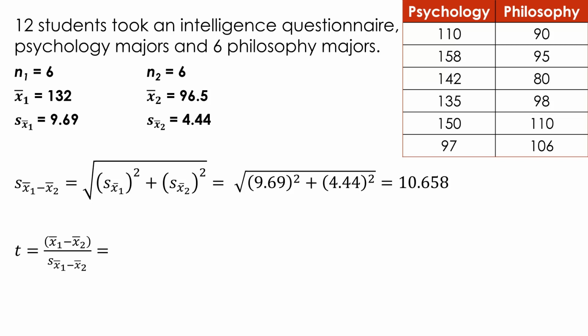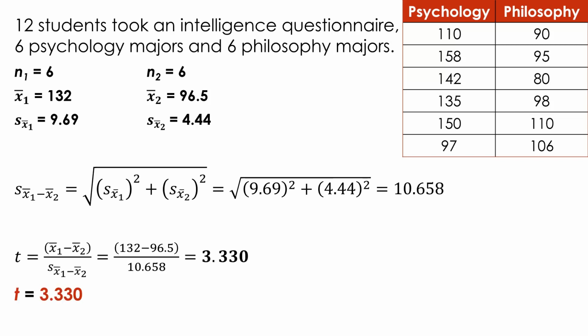Then we can take that and put it into our t equation, and we get 132 minus 96.5, the difference between our means, on top. We have standard error on the bottom, and we get a t-score of 3.330. Okay, so that's our t-score. That's representing how different the average IQs of our groups are, also factoring in how much sampling error we have. Now notice the standard error is 10.658. That's pretty high. So you've got a lot of sampling error here.